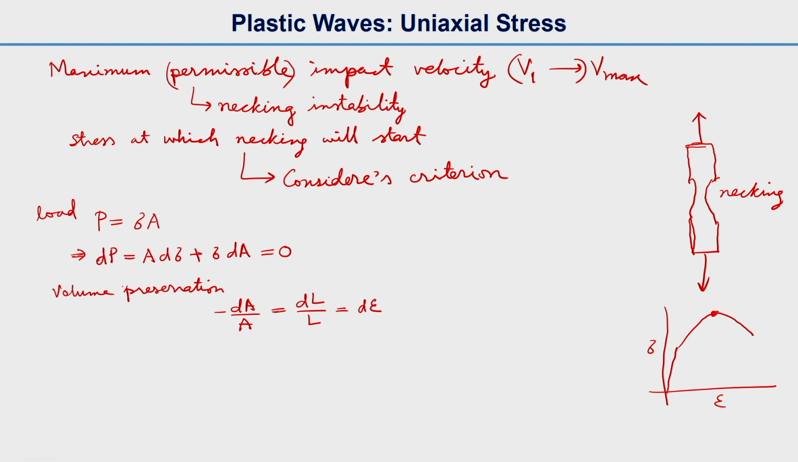So, from this relation, what we can get is dA by A equal to minus d sigma by sigma will be equal to minus d epsilon, from this relation about the volume preservation. So, now from this we can have a relation: d sigma by d epsilon is equal to sigma.